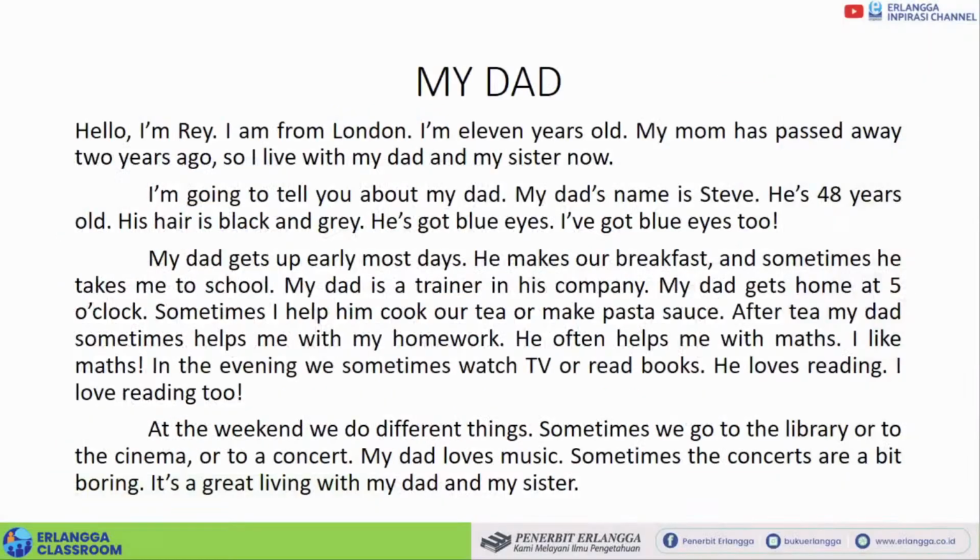Hello, I'm Ray. I'm from London. I'm 11 years old. My mom has passed away 2 years ago, so I live with my dad and my sister now. I'm going to tell you about my dad. My dad's name is Steve. He is 48 years old. His hair is black and gray. He's got blue eyes. I've got blue eyes too.